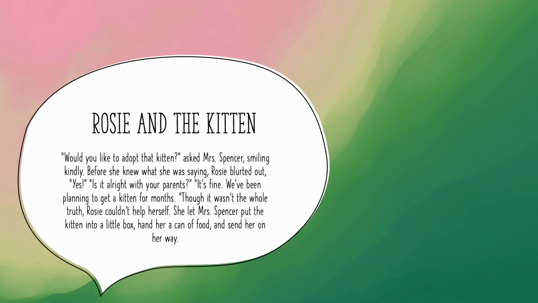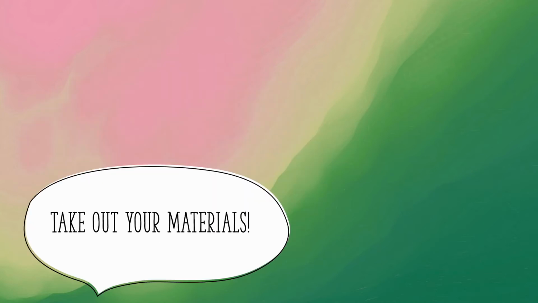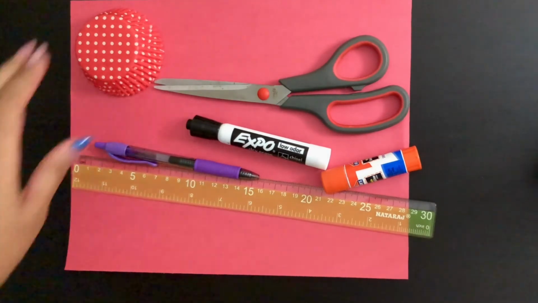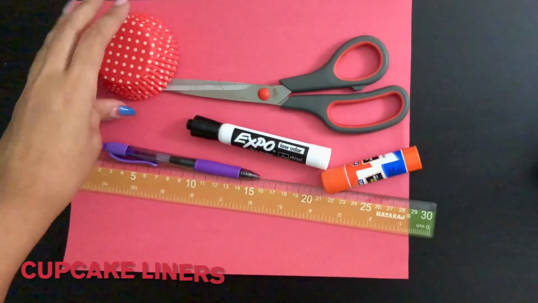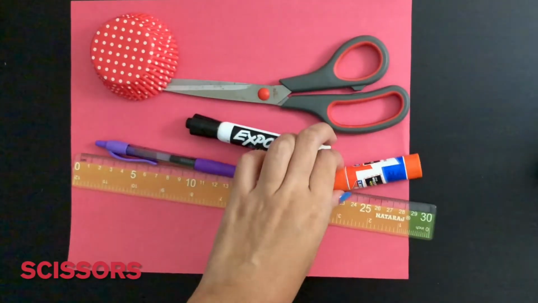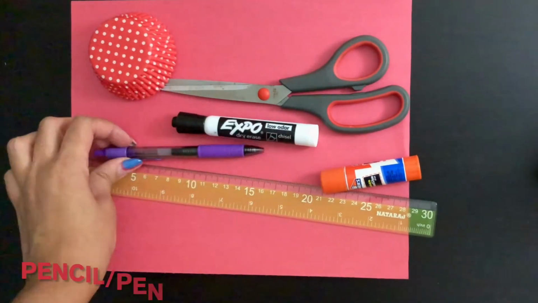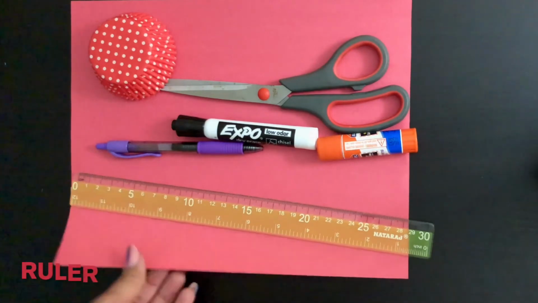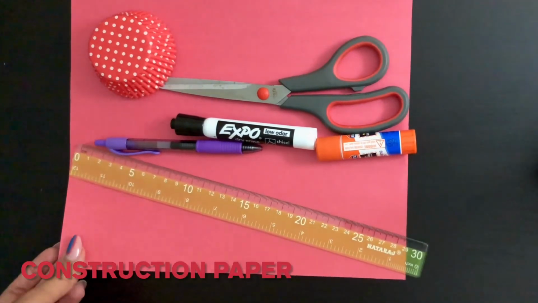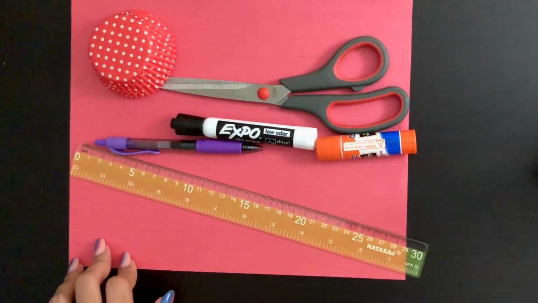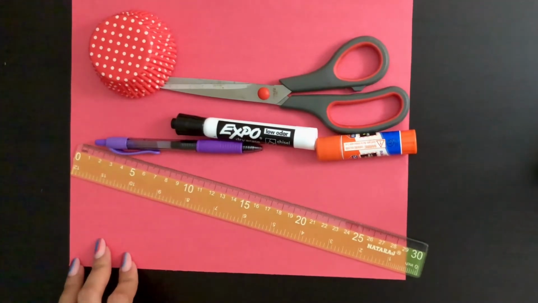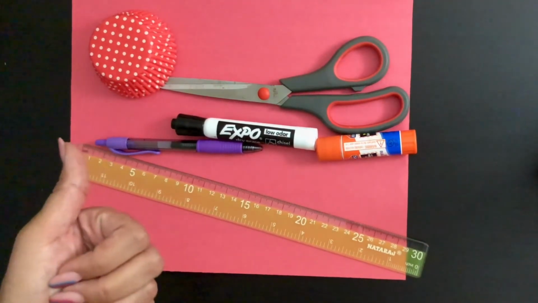Now that we read our story, take out your materials because we will be creating a hands-on activity. So for today's activity, you're going to need some cupcake liners, scissors, a glue stick, a marker, something to write with, a ruler, and some construction paper. Since we'll be cutting with this activity, please perform it with the help of an adult.